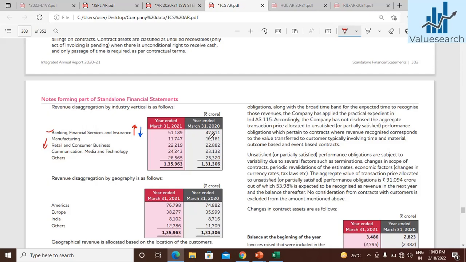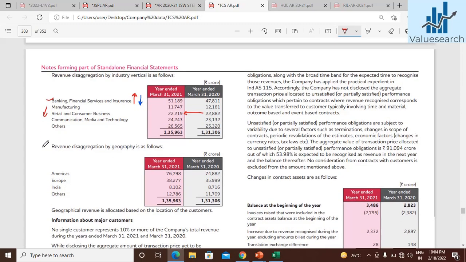And you can see that this figure has gone down, right? Manufacturing has gone down. The retail and consumer business is almost similar, with slight falling down in revenue. Communication, media and technology has grown. Others has also grown a little bit. So there is actually not too much of significant jump in the total revenue. If you now look at revenue disintegration by geography as follows, you will look at revenue from America has gone up, revenue from Europe has also gone up significantly, but India's revenue from Indian operations is not really performing well. It has actually come down, and for others it has grown up little bit.